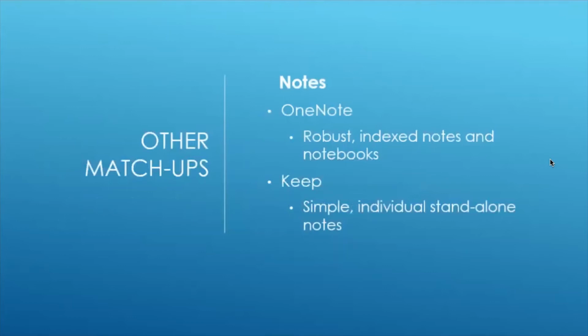Other matchups: there are note-taking options for both the Google product and the Microsoft product. For Google, the option is called Keep. It includes individual, simple, standalone notes. Kind of looks like Post-it notes, and they kind of operate like Post-it notes. They stand by themselves. There's no way to link them together, but you can share them, and they can be edited collaboratively. So nice for simple note-taking or lists.